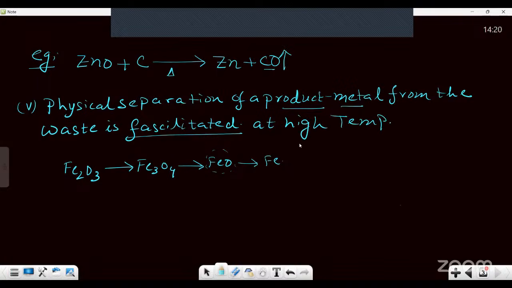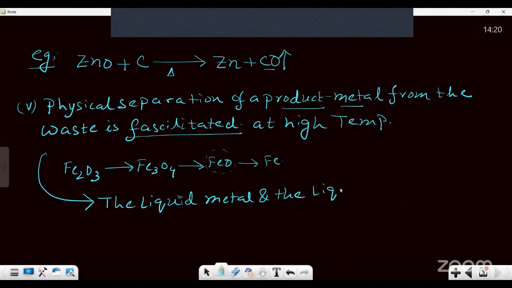Right? So the liquid metal and liquid slag are basically separated out. The point is, at high temperature, both the metal and the slag are in the liquid phase. And if there is a density difference, now the slag is less dense than the metal, then what is going to happen? The metal is going to sink down, and the gangue materials and the slag, the liquid metal and the liquid slag, separate out.